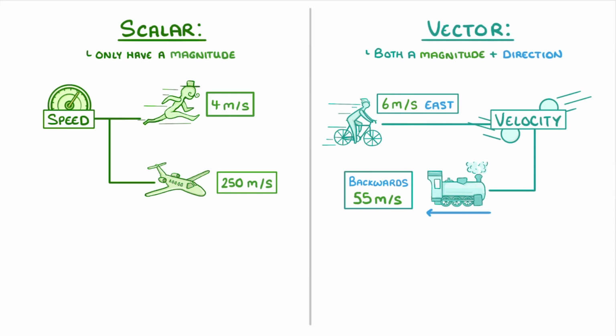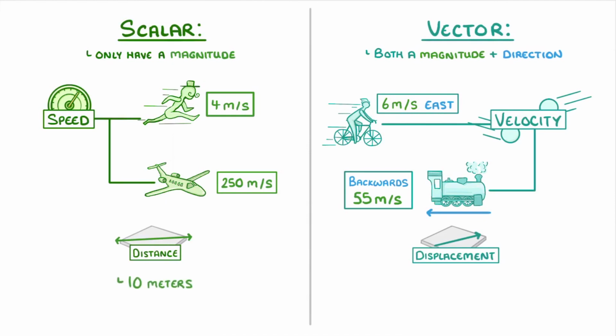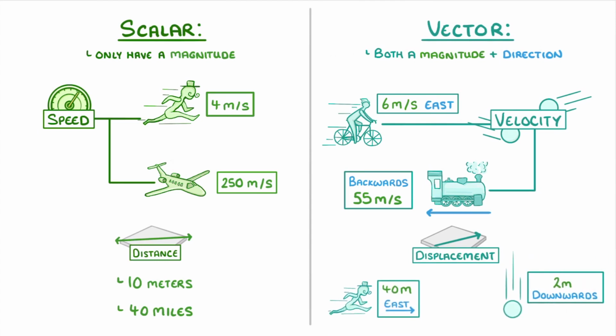Another pair of quantities you need to know are distance and displacement. Distance is a scalar, as it only gives magnitude, like 10 meters or 40 miles. Displacement, though, is a vector, as it has direction as well. For example, a person running 40 meters east, or a ball that falls 2 meters downwards.